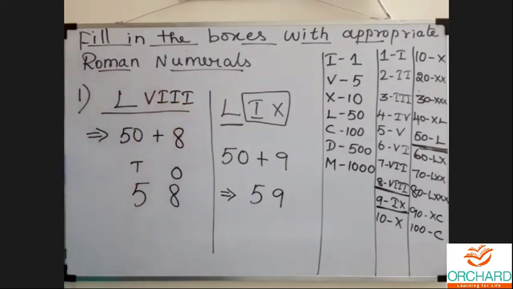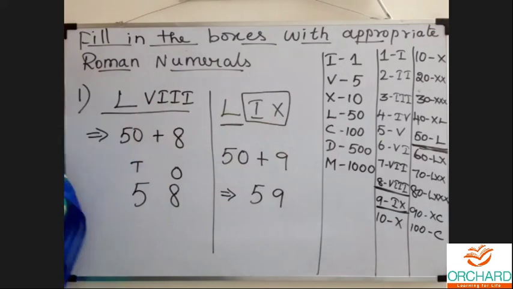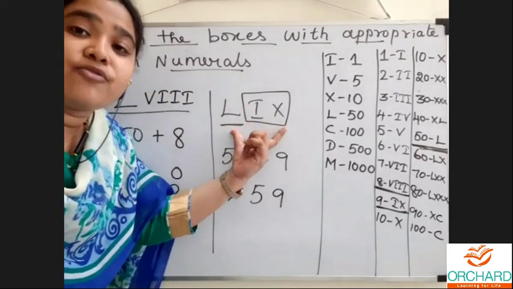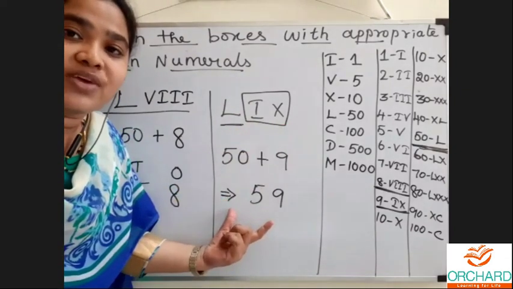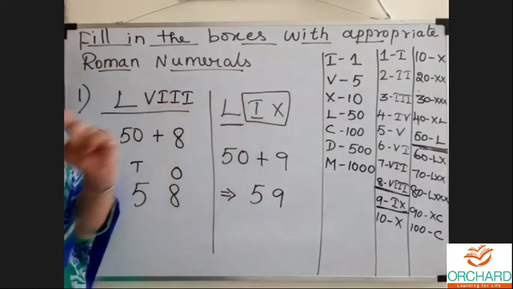Once again, I repeat this problem. Please listen carefully. Here we are going to find the predecessor of LIX. It is given in the form of a Roman numeral. We have to express this in Hindu-Arabic numeral. Then only can we find the predecessor of LIX.